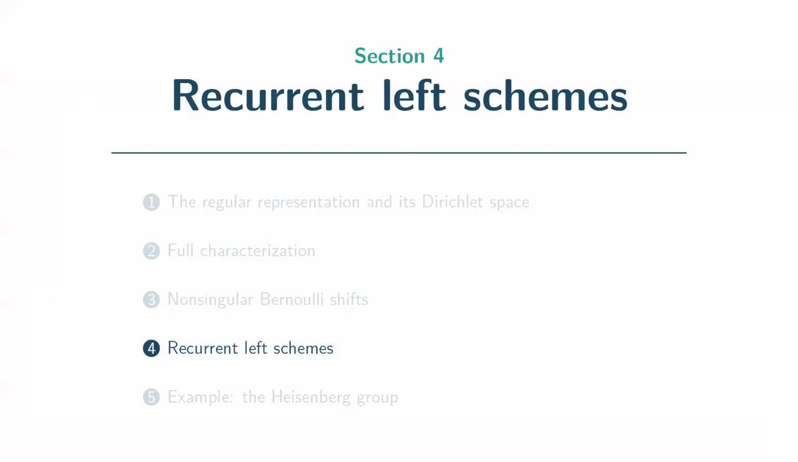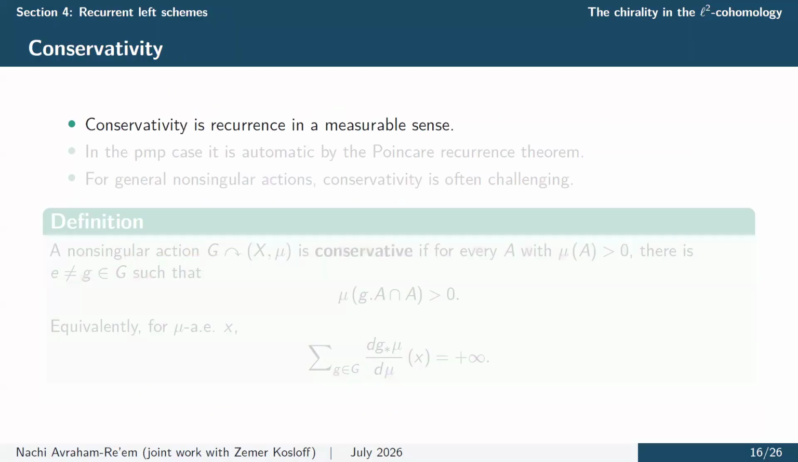And because this is not really still dynamics, I argue, we need some more kind of recurrence properties or mixing properties, so it will be really meaningful from a dynamical point of view. Let me explain what I mean. So what is the notion of conservative non-singular action? Generally speaking, a measurable non-singular action is conservative if it is recurrent in a measurable sense.